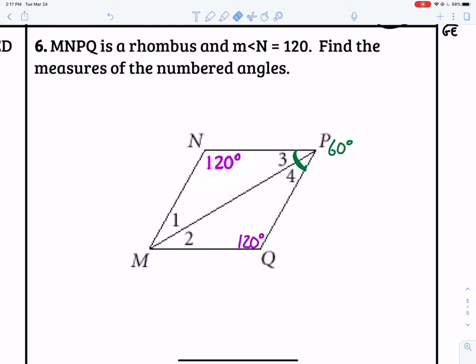And then because it's a rhombus, which they've stated in the problem, we know that these diagonals in a rhombus bisect the angles at the vertex that they intersect with. And so angle 3 and angle 4 would have to both be 30 degrees to add up to that 60 degrees that we know P is equal to. And if angle 3 and 4 are 30 degrees, the ones opposite of that are also 30 degrees. So we found all of the measures of the numbered angles for example 6.